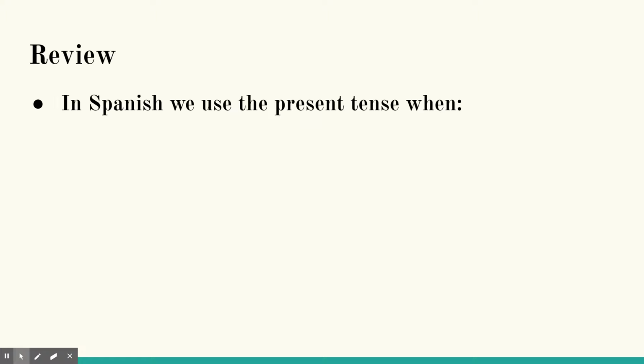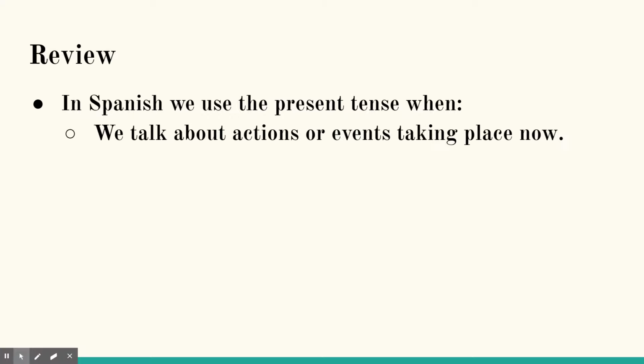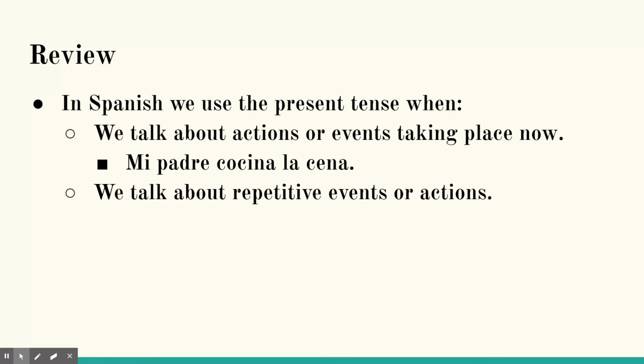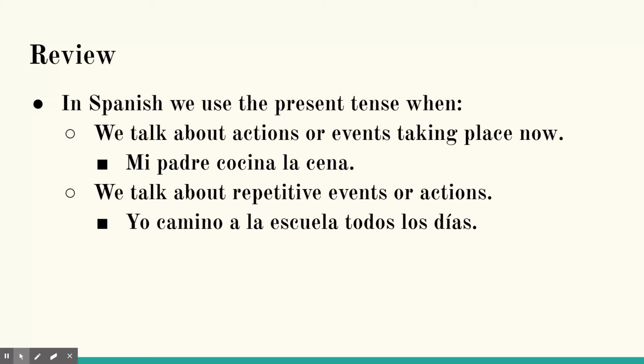Let's begin. So, first of all, let's review the present tense a little bit. In Spanish, we use the present tense when we talk about actions or events that take place now. For example, mi padre cocina la cena. My dad cooks dinner. We also use the present tense to talk about repetitive actions or events. So we use it to talk about things that happen all the time. For example, yo camino a la escuela todos los días. I walk to school every day.